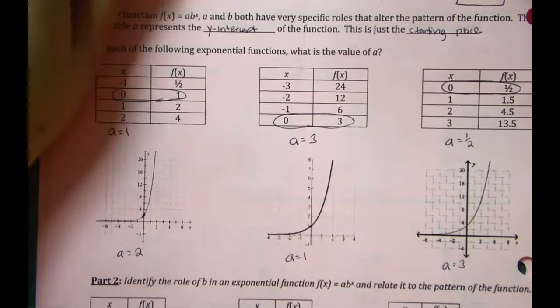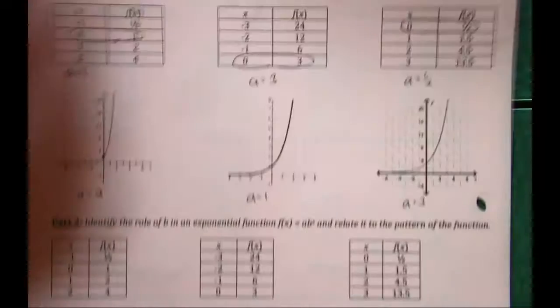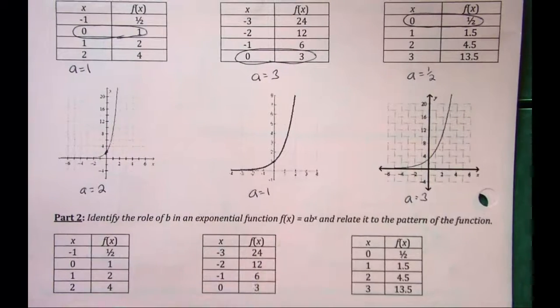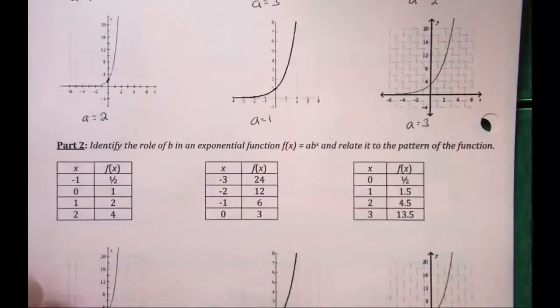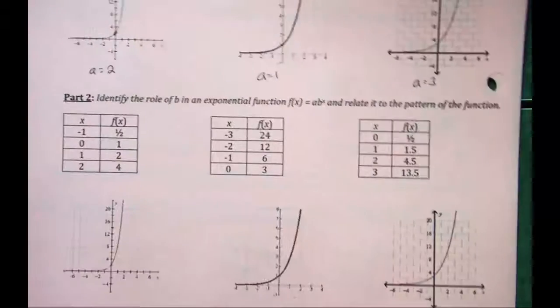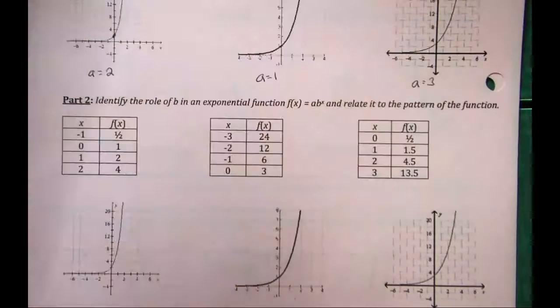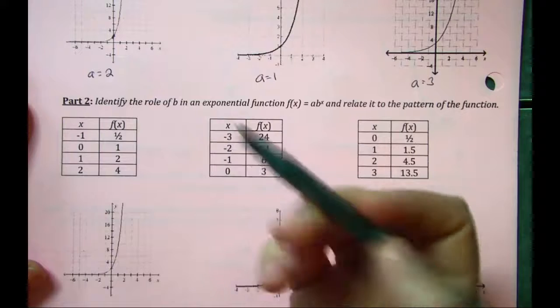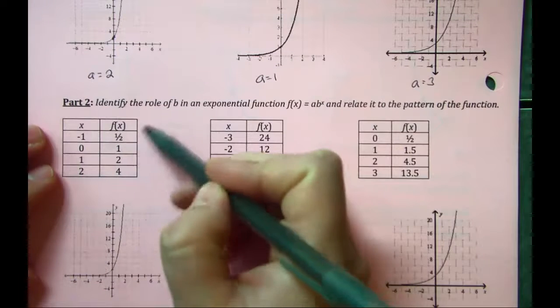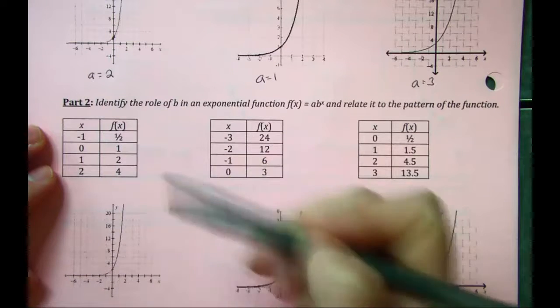Now moving on to part 2. So now we're going to talk about what the role of b is in the exponential function, a times b to the x power, and we're going to relate this to the pattern of the function. So we have a starting place, that's the y-intercept, that's the a. Now we need to know where to go from there. So the pattern is going to give us what b is. B is just whatever this constant multiplier is over here.